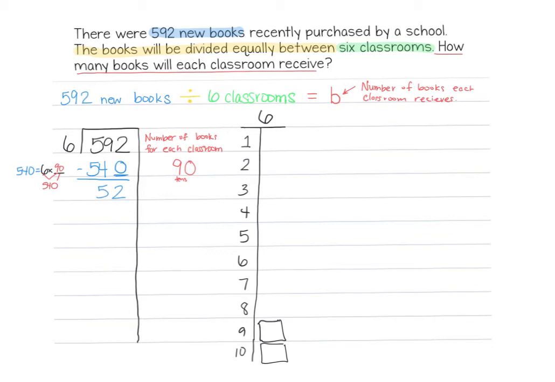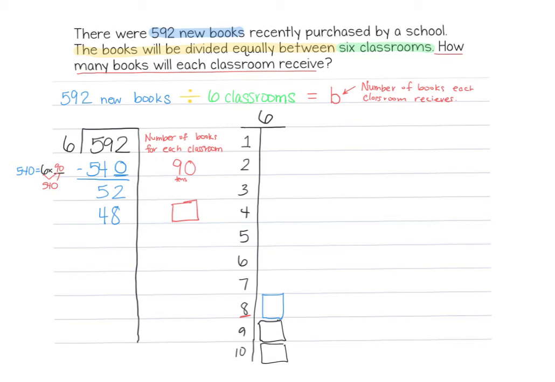So 54 is too big, so we have to use 48. 48 books can be used, and if we put them in 6 classrooms, how much is going to be given to each classroom? 8 are going to be given to each classroom. So go ahead and write that here. Each classroom will receive 8 more books. So not just 90, but 8 more.